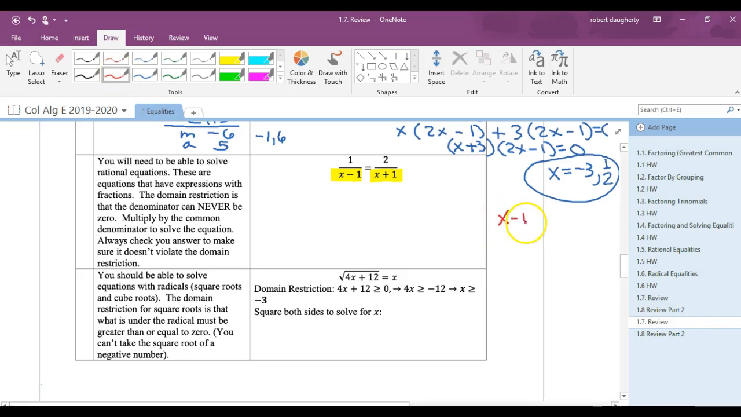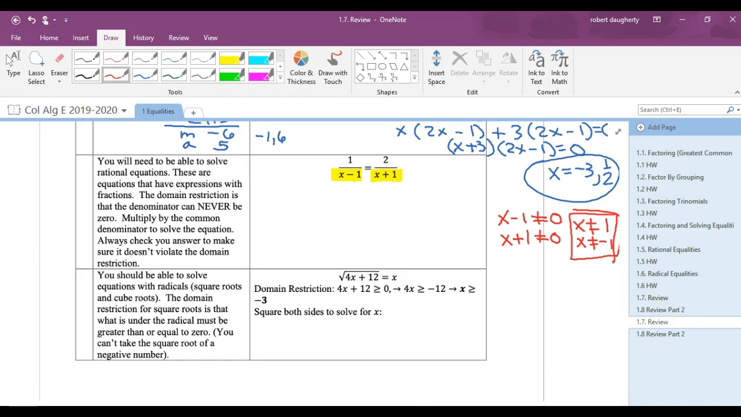So x minus 1 cannot be 0. x plus 1 cannot be 0. So this means that x cannot be 1 and x cannot be -1. So these are the exclusions, the restrictions, the domain restrictions, okay? So I'm going to go solve this problem and make sure that I don't think the answer in the end is 1 or -1, because those will not work.